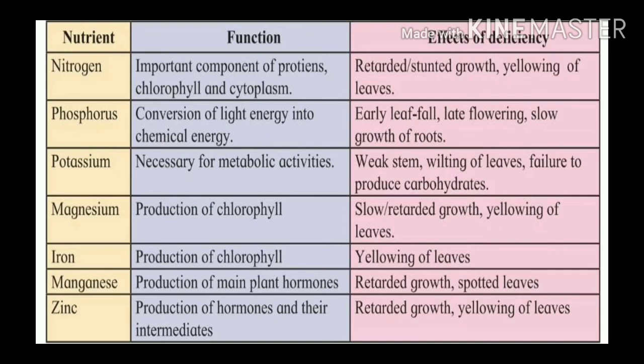Phosphorus, functions, conversion of light energy into chemical energy. Effects, early leaf fall, late flowering, slow growth of roots. Next is potassium, necessary for metabolic activities. What are the effects? Weak stem. If there is a deficiency of potassium, it will affect in this way. Weak stem, wilting of leaves.